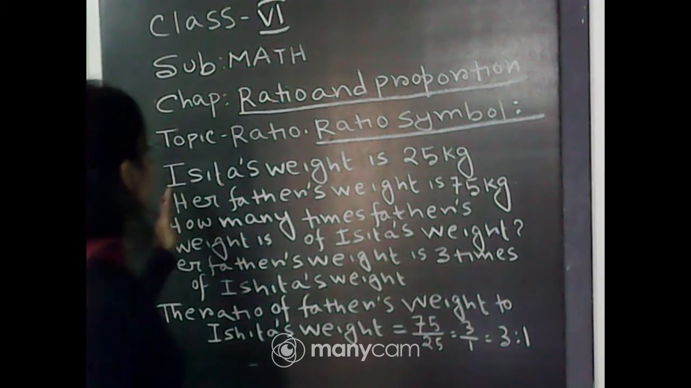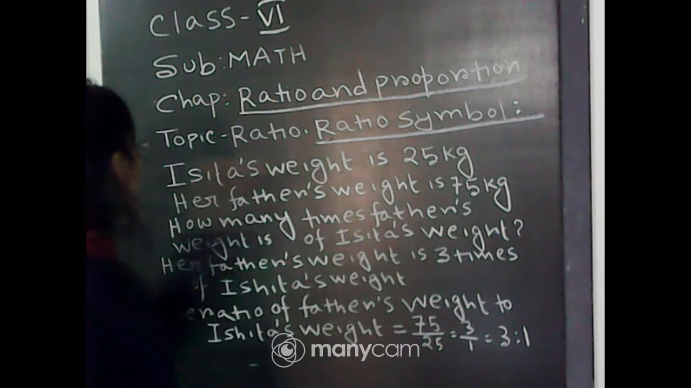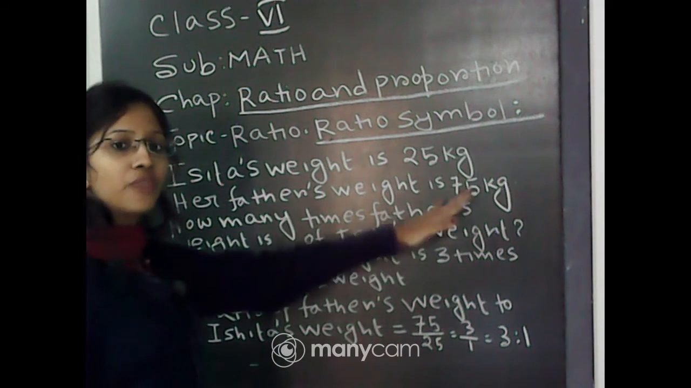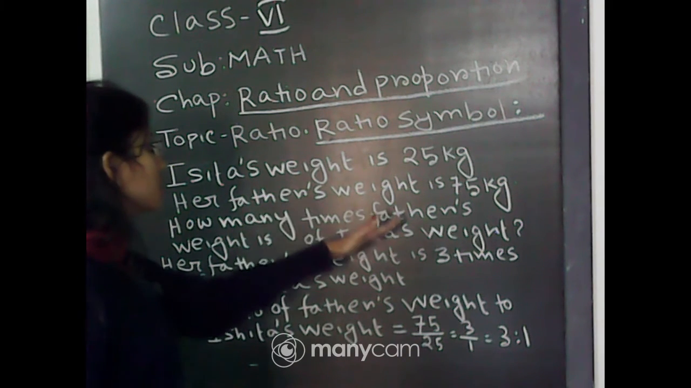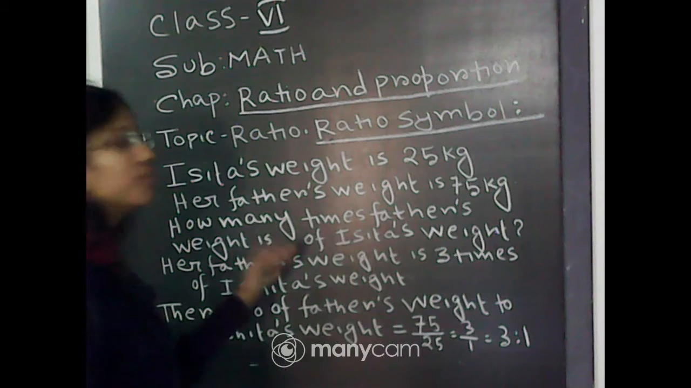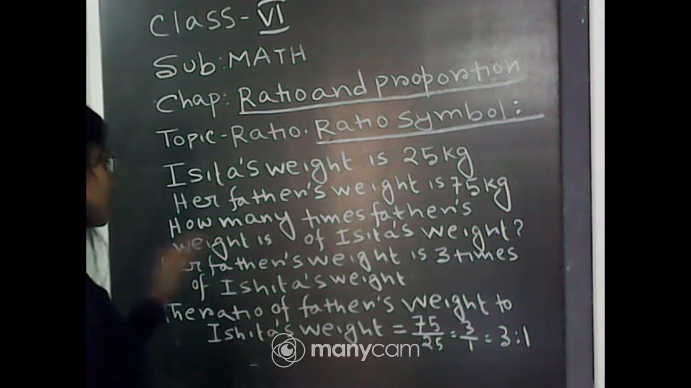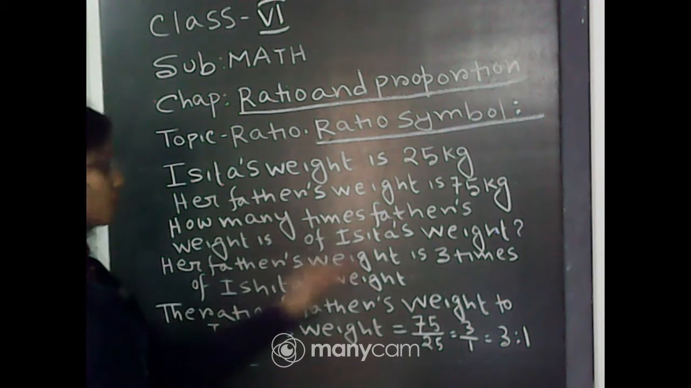Suppose Ishita's weight is 25 kg and her father's weight is 75 kg. Then how many times father's weight is of Ishita's weight? We clearly see that her father's weight is 3 times of Ishita's weight.